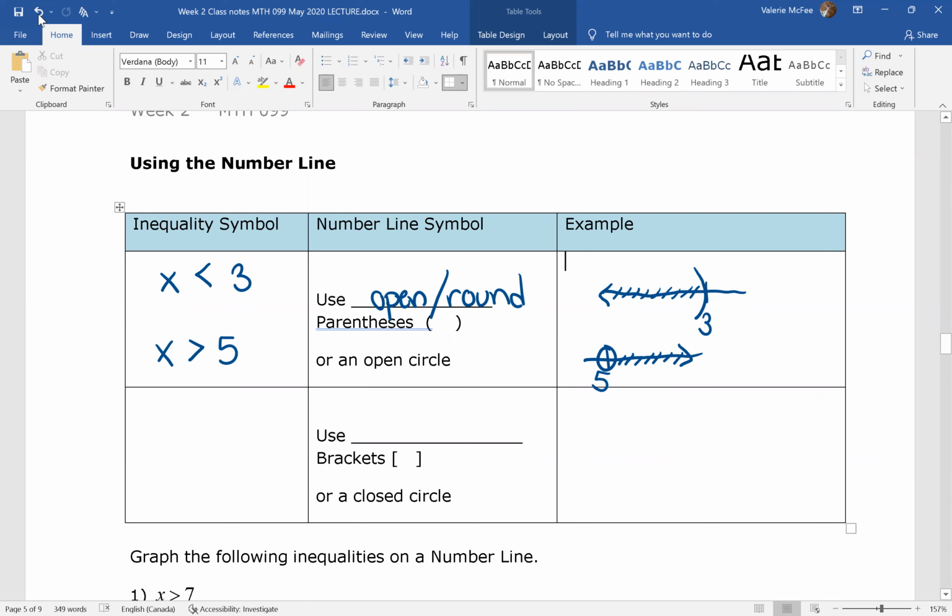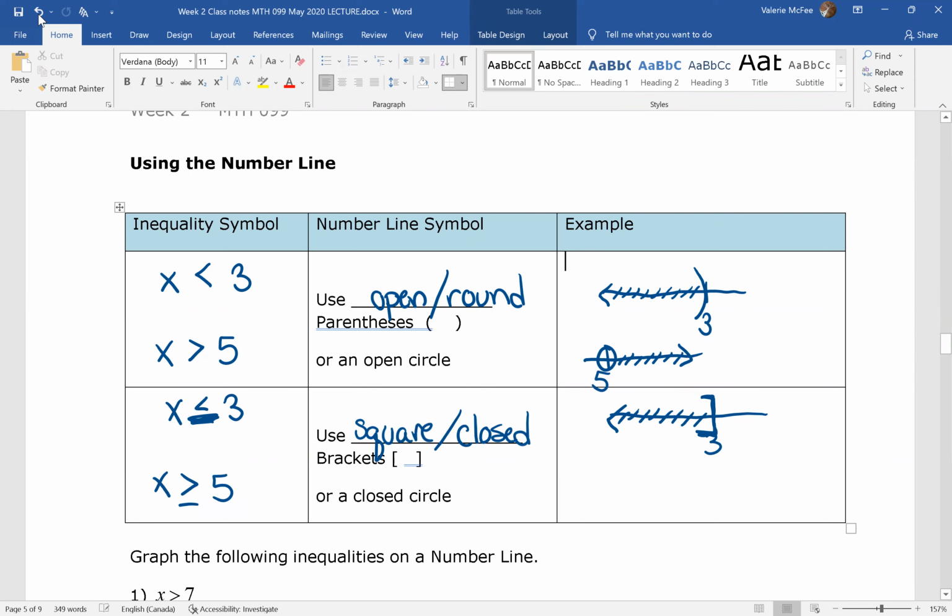If we say that X is less than or equal to 3, we're going to use square or closed brackets. So again, let's draw our number line and put 3 on it. We're shading to the left because X is still possibly less than 3. Put our arrow going to the left. But this time we're going to use square brackets to say we're including 3. That's what this equals means. We could use a closed circle.